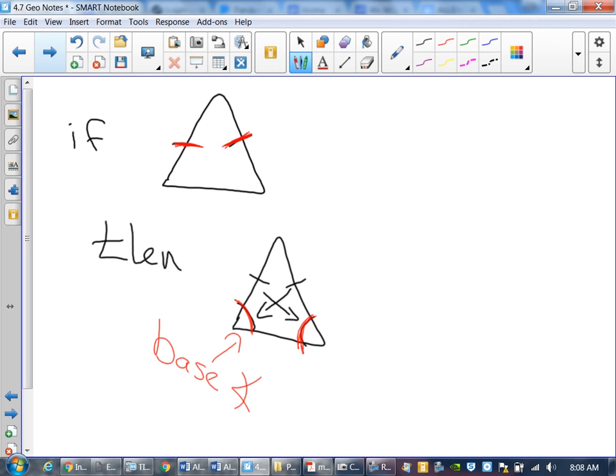So, and it goes the opposite. If you have base angles that are congruent, then the sides opposite them would also be congruent. It works going both ways. This is what we call a biconditional statement. Not to be confused with a bisected situation.